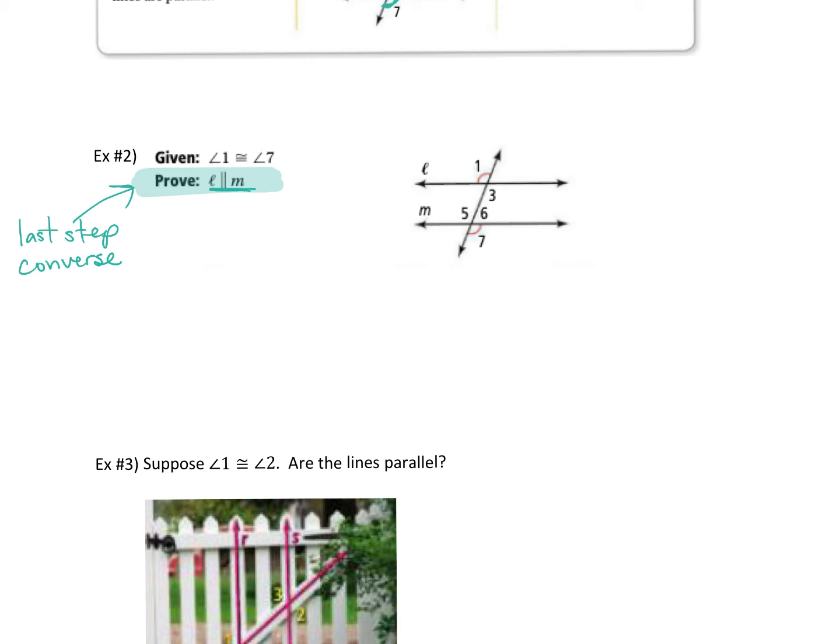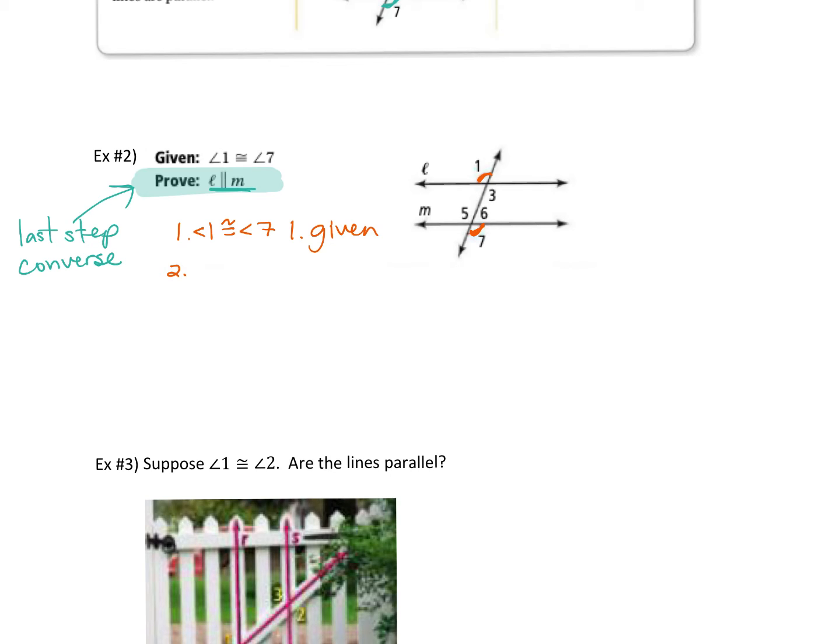Okay, so let's do this. Let's prove lines parallel. What's your first step? Every time, the given. Okay, we are given here that angle 1 is congruent to angle 7. Easy points, right? Okay, so we know 1 is congruent to 7. What other angles do we know something about here? 5 and 7 are vertical, so they're congruent. Yep, they're congruent.